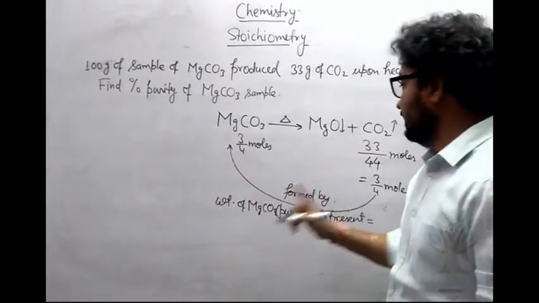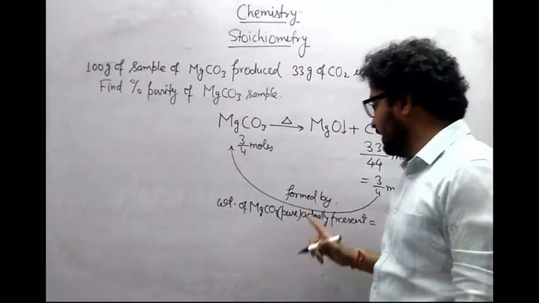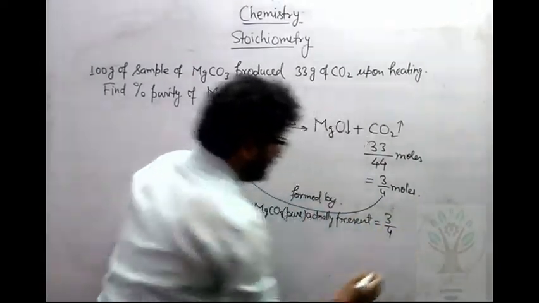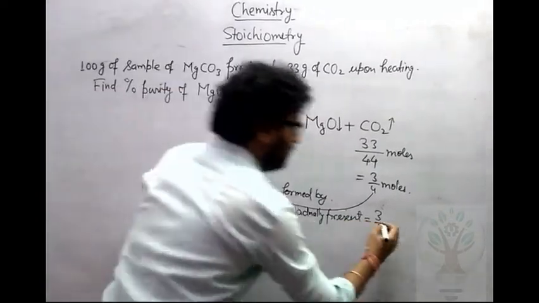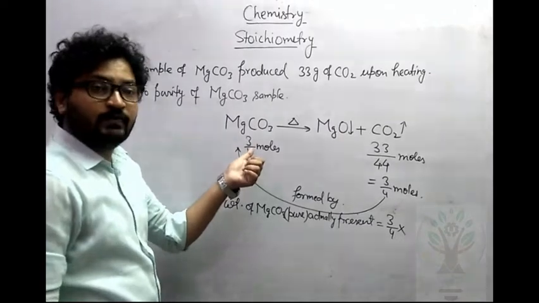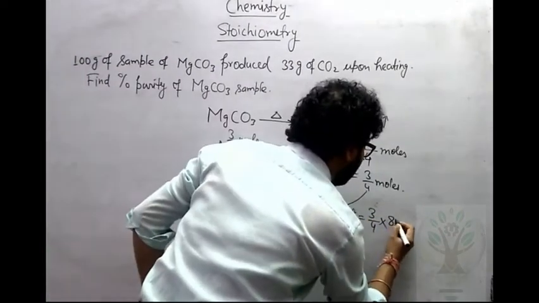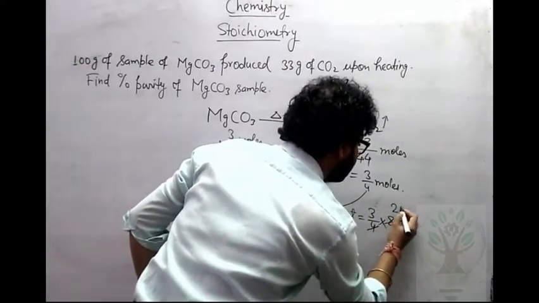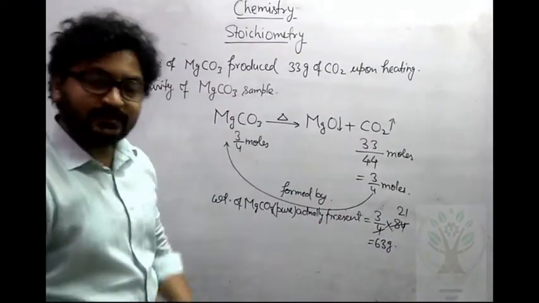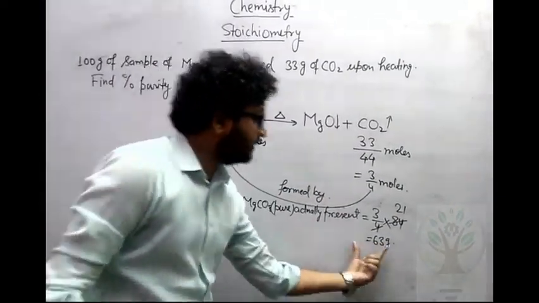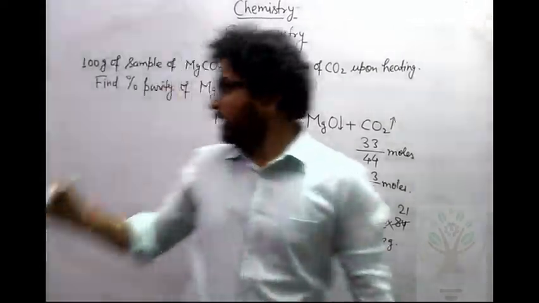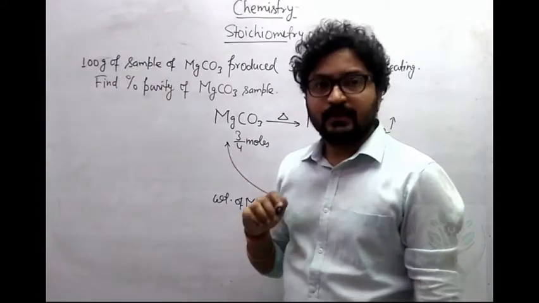Good. So tell me, the weight of pure MgCO3 actually present will be how much? It will be 3 by 4 moles of MgCO3 multiplied by its molecular mass. Now what will be the molecular mass of MgCO3? It will be 84. So see, it is coming as 63 grams. It is coming as 63 gram. Means this 63 gram is the pure weight of MgCO3 present.